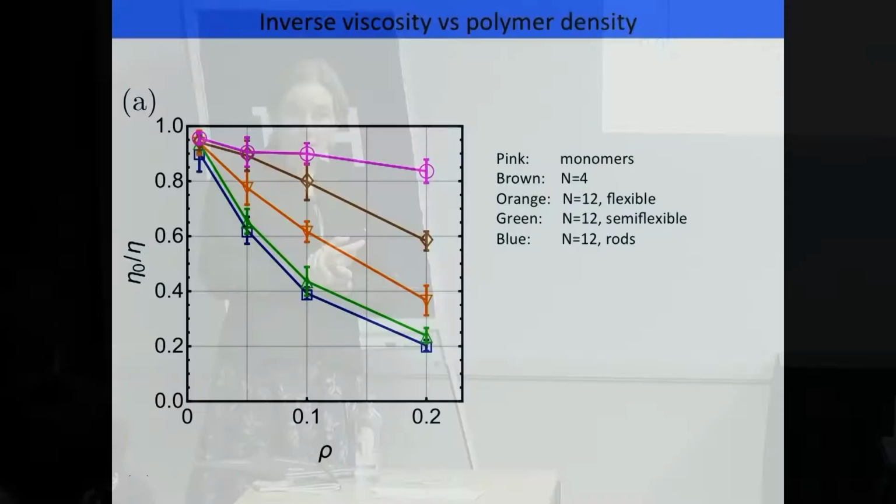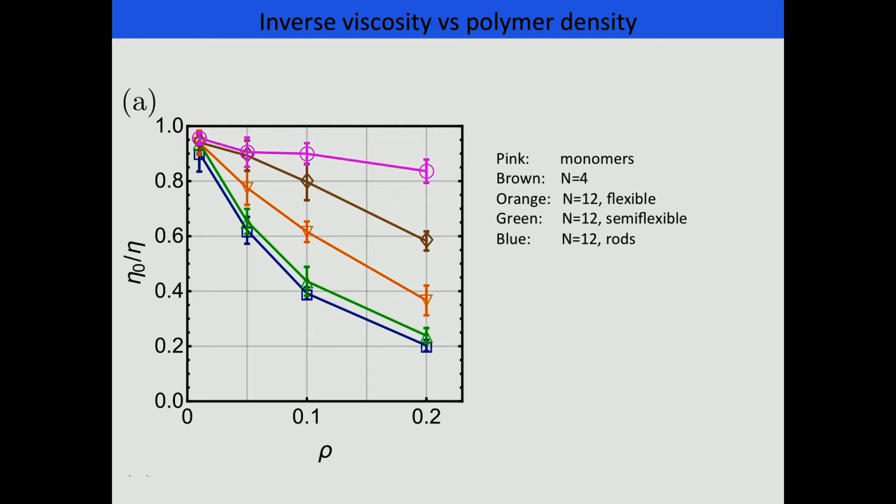Okay, so now the results. This is 1 over the viscosity. Note it's inverse viscosity. Eta 0 is the viscosity with no polymers in there, as a function of density. And it does what we expect. If we remember, this is inverse viscosity: the viscosity is going up, and the inverse viscosity is going down. And the longer or the stiffer the polymers, the more it does it. So that makes perfect sense.